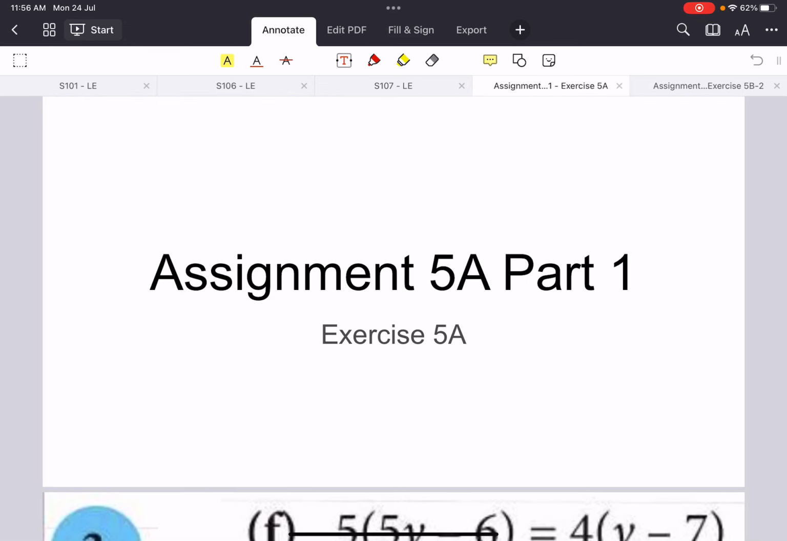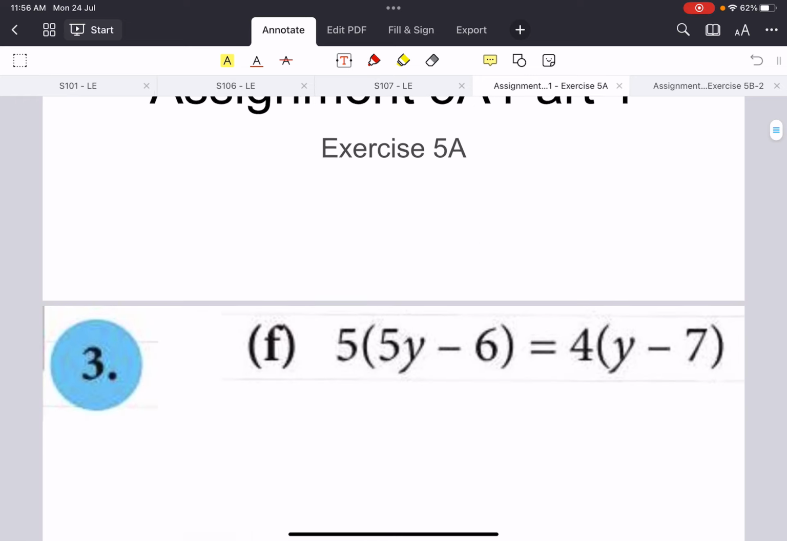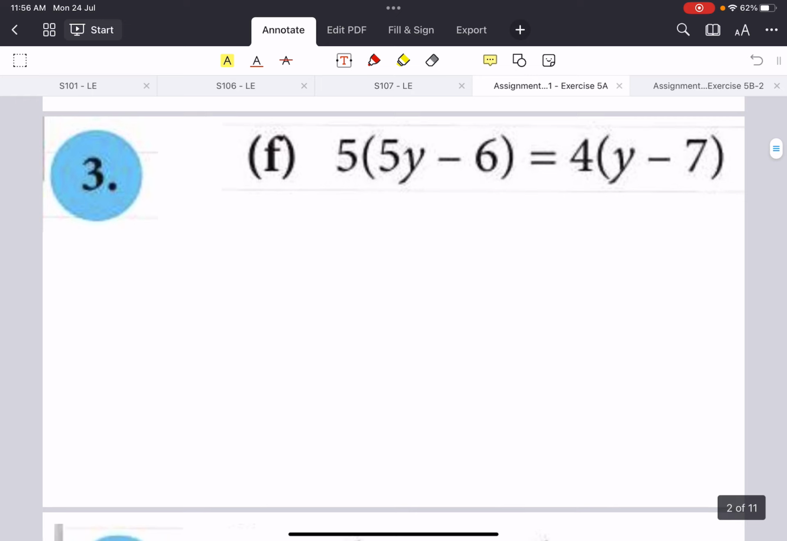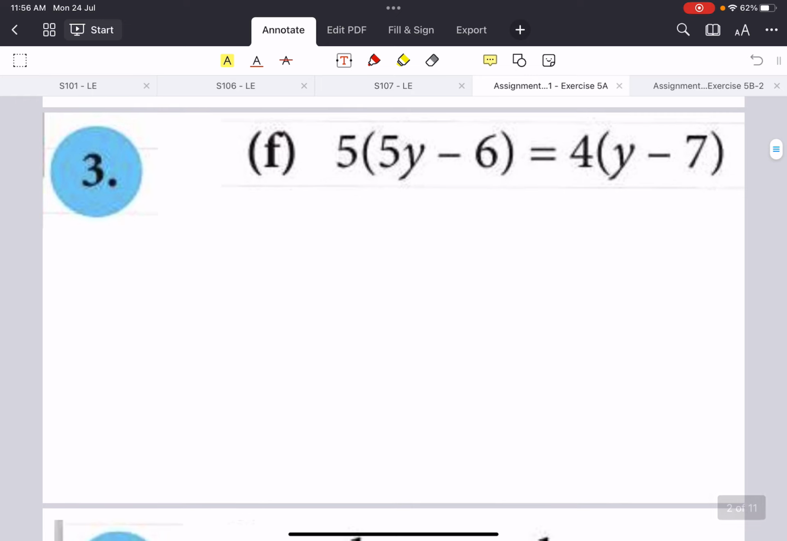Hello students, so let us look at the solution for assignment 5A part 1, which will include questions from exercise 5A. So here's the first question. We are supposed to solve for y when we have 5 times (5y minus 6) equals 4 times (y minus 7). So what we can do in this case is to first expand, right?